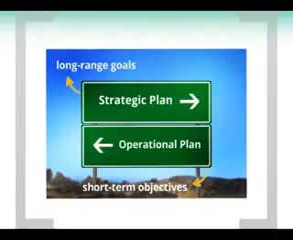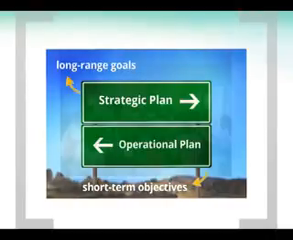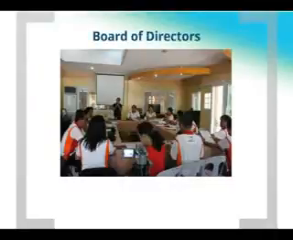In the strategic plan, the orientation is broad and directional, involving matters that show people in the cooperative, especially the decision makers, where the cooperative wants to go. This is the responsibility of the board of directors.